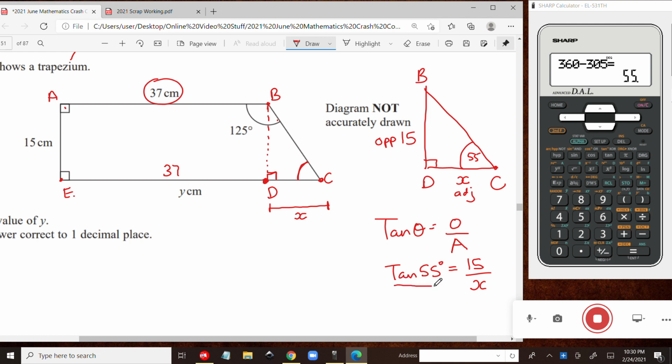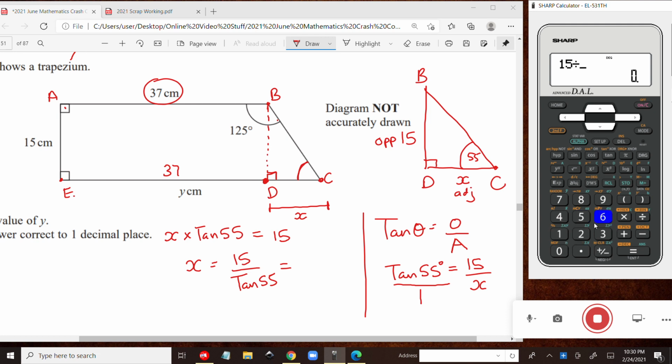So tan 55 is the same thing as tan 55 over 1. I'm running out of space on this side, so I'm just going to do the work in here. Let's cross multiply. x multiplied by tan 55 is equal to 15 by 1, which is just 15. So that means x is equal to 15 divided by tan 55. We throw across the multiply, we get a divide. Let's just type this in on the calculator quickly.